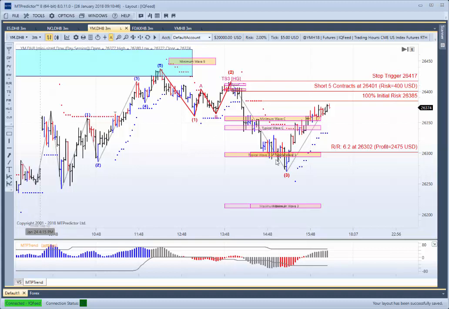This is why you'll have read in many other sources that you have to have patience and discipline to be a successful trader, and this is a great example of that. You have to have the patience and discipline to wait till the market's clear and you get the ideal setups. So a great example of the MTPredictor Holy Grail trade setup there yesterday, unfolding on the 3-minute YM, where the result was a nice 6R profit.